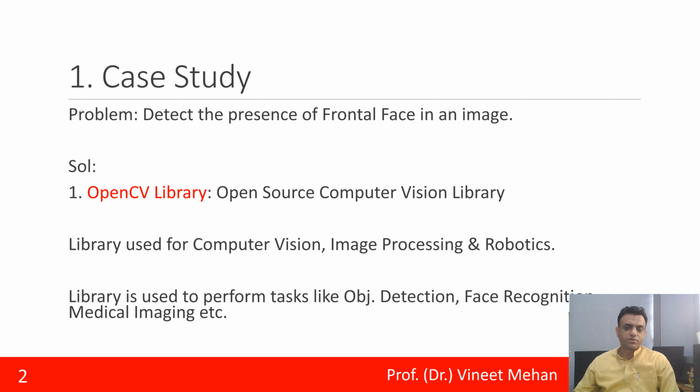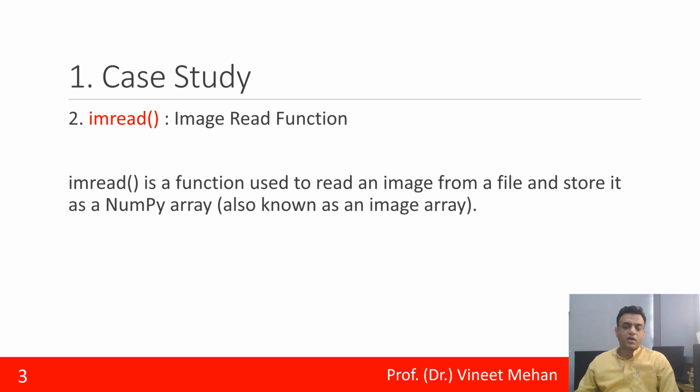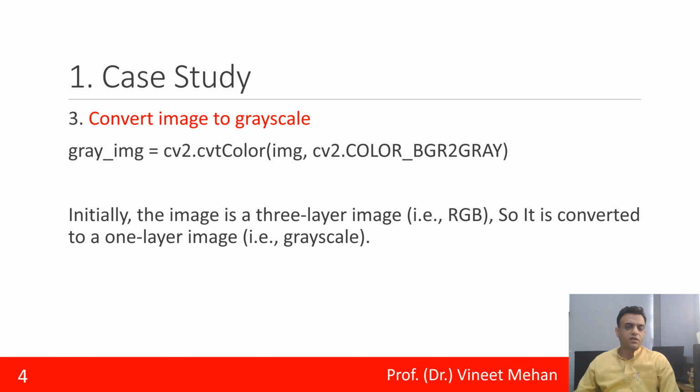OpenCV library is open source computer vision library, and this is used in case of computer vision, image processing and robotics for a number of application areas like object detection, face recognition and medical imaging. Then the second part is image read function. This function is used to read a particular image from a file and then store it in a numpy array. After this we'll be converting the RGB image into a grayscale image, so that less processing is required.